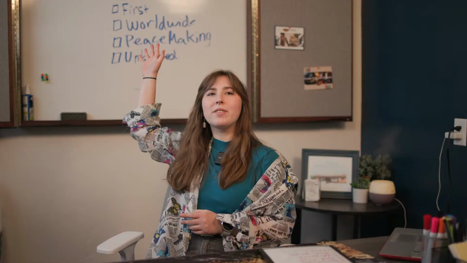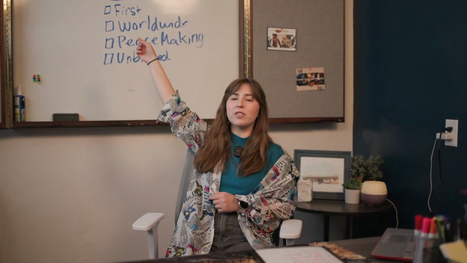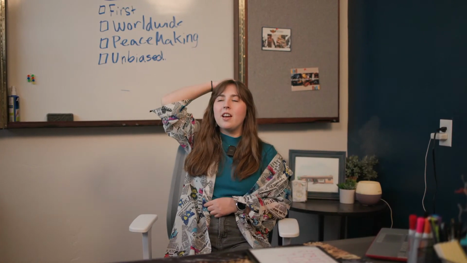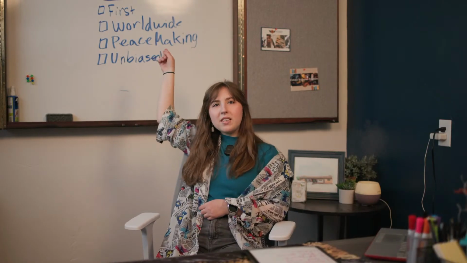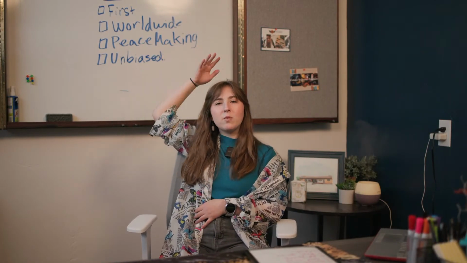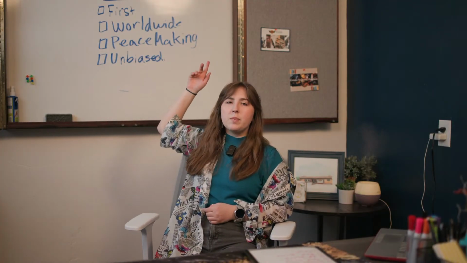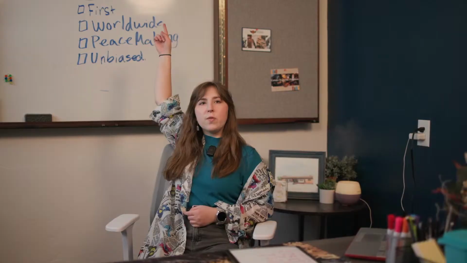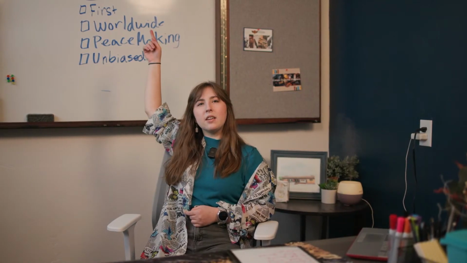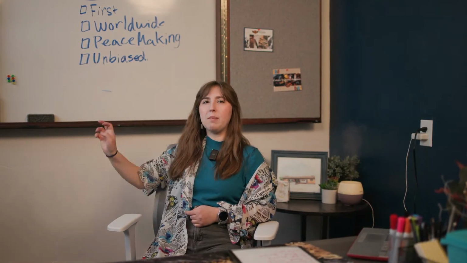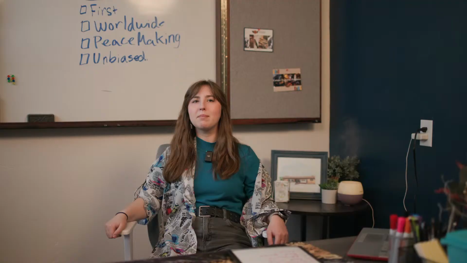So as it comes to the name, these are the attributes. They were first in line. They've existed first. They are worldwide known. They're meant to keep peace, whether that be through strength or through simple diplomacy. And they're supposed to be unbiased in the world. So those are the four main things. Maybe really three, because you can't really put first in a mission statement. But those are the attributes that I have collected for them.